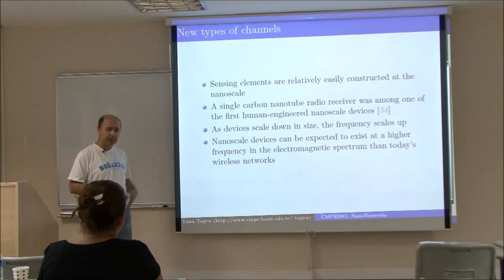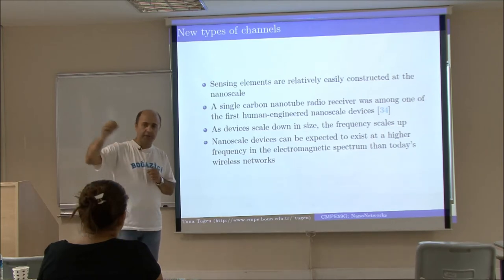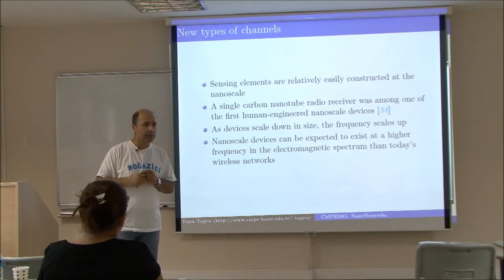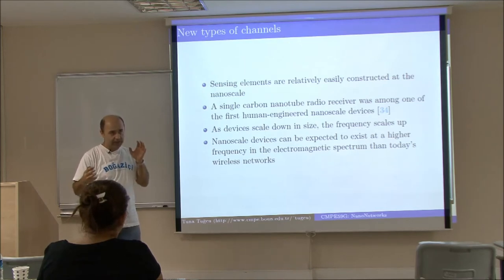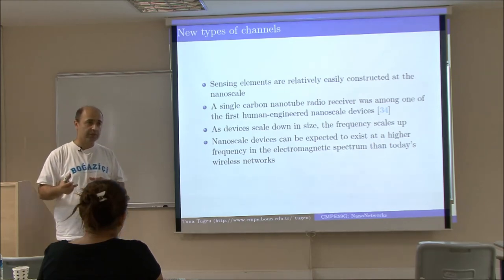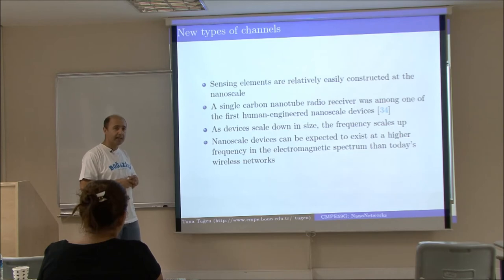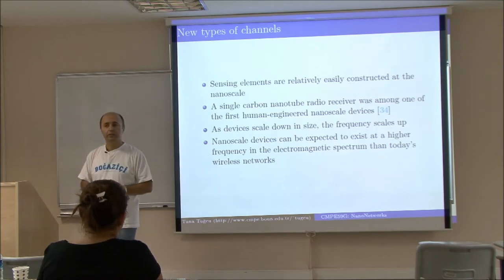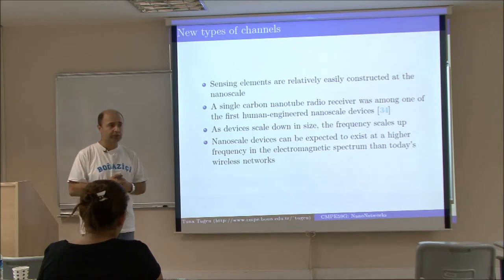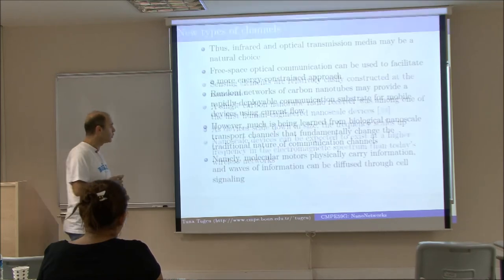As these devices are scaling down and getting smaller, there is a relation, as you know, between the length of the antenna and the frequency used in electromagnetic transmission. As the device gets smaller, of course, the antenna also has to get smaller, and when the antenna gets smaller, you have to go into higher frequencies because of power limitations. So nanoscale devices can be expected to operate at extremely high frequencies in the electromagnetic spectrum, higher than the regular frequencies you're using in current technologies. Typically, you should go into the terahertz band if you're to utilize electromagnetic radiation for communications.